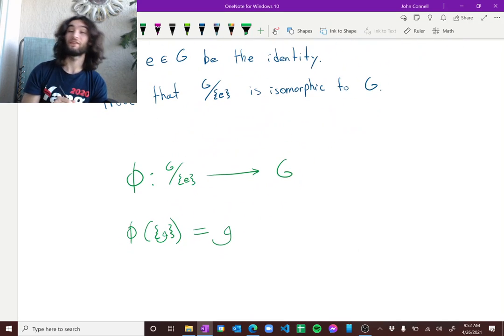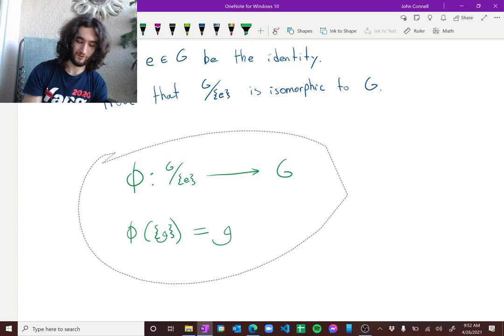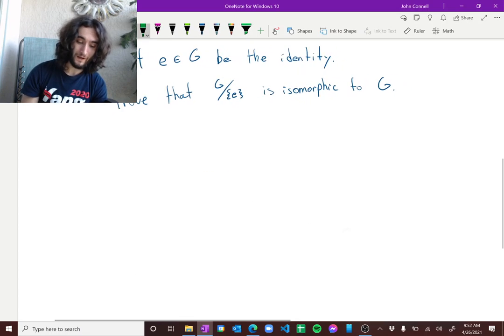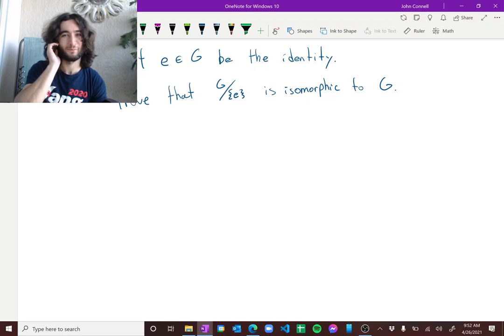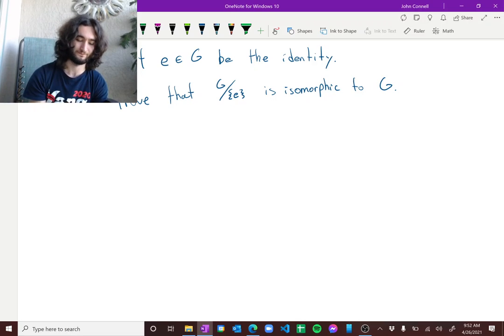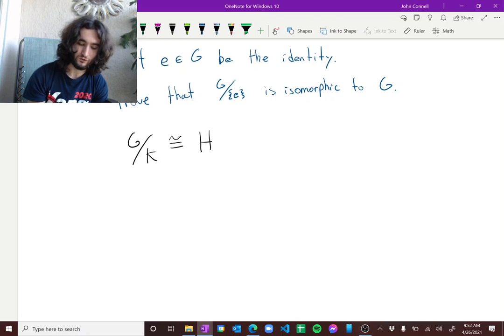Okay, but anyway, that's kind of the lame way to do it, to be honest with you. The cool way to do it is to use the fundamental homomorphism theorem from the previous question. The fundamental homomorphism theorem says that G mod K is isomorphic to H if you've got a homomorphism from G to H with kernel K.